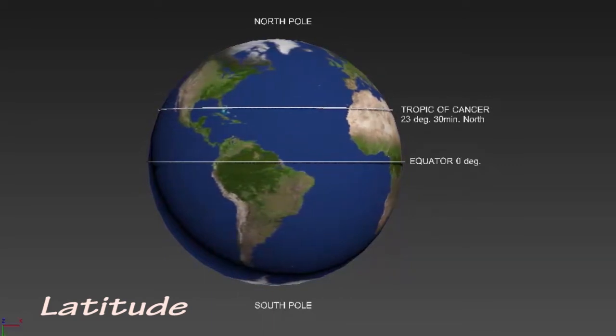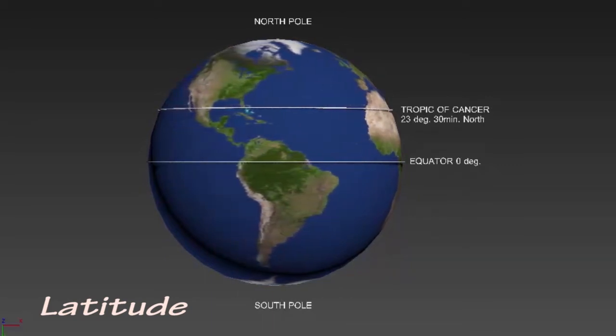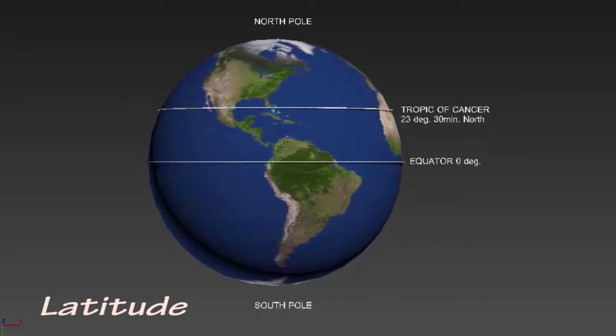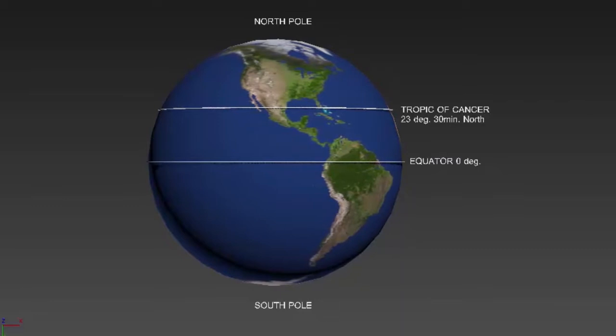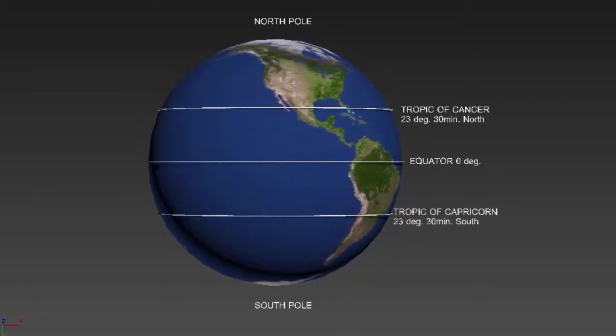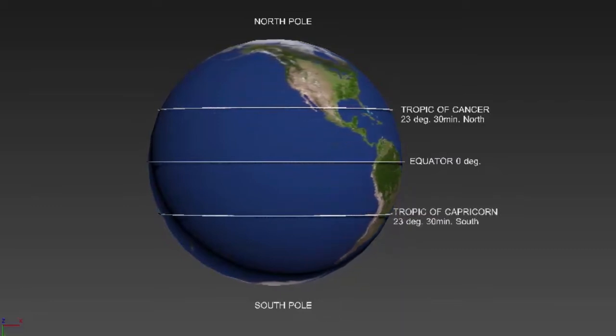1 degree of latitude covers about 111 kilometers. Important latitudes are the Tropic of Cancer, which is 23 degrees and 30 minutes north, and the Tropic of Capricorn, which is at 23 degrees and 30 minutes south.